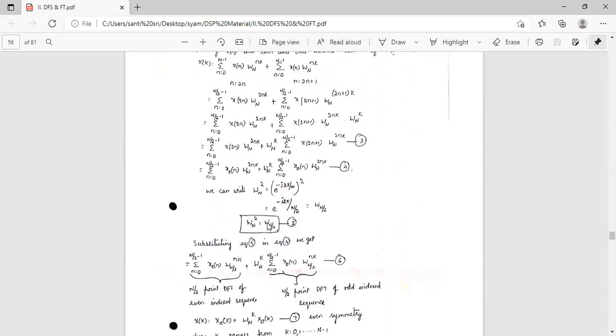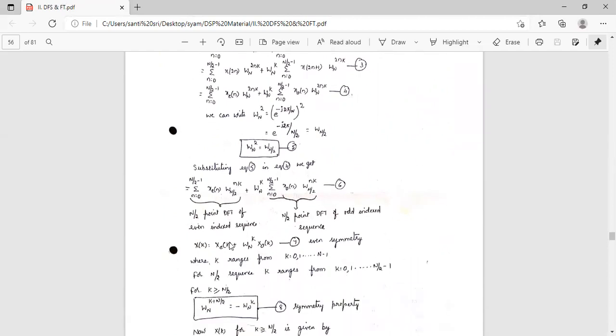So replace W_N power 2 as W_(N by 2), so that it will become sigma n equal to 0 to N by 2 minus 1 x_e of n into W_(N by 2) power nk plus W_N power k sigma n equal to 0 to N by 2 minus 1 x_o of n into W_(N by 2) power nk. So that is equation number 6. This is nothing but N by 2 point DFT of the even indexed sequence, and this is N by 2 point DFT of the odd indexed sequence. We can write this as X of k is equal to X_e of k plus W_N power k into X_o of k. That is equation number 7.